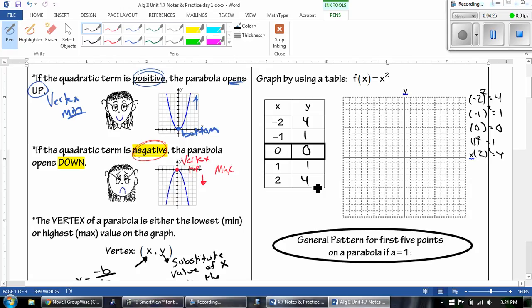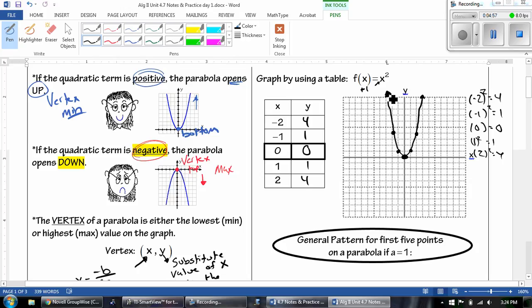So what we're going to do is graph that. We've got 0, 0. If you notice, my quadratic term is positive, so we're going to be opening up. And I've got 1, 1, I've got 2, 4, and over here we've got negative 1, 1, and negative 2, 4. So this is what our parabola looks like. We want to make it nice and smooth, and it's opening up.